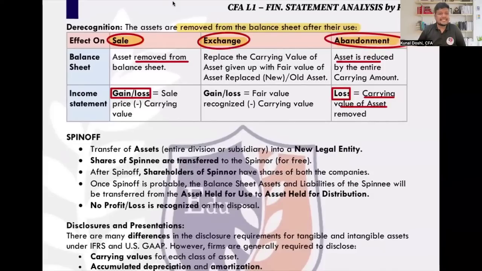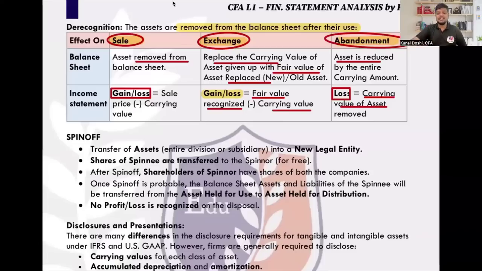Then you have an option of exchange. Exchange is where you replace the carrying value of the older asset that you've given up with the fair value of the new asset. This is the effect on the balance sheet. The difference between the fair value recognized and the carrying value is your gain or loss. So the difference between the asset that is going out, that is the carrying value, and the asset that is coming in, that is the fair value, is recognized as a gain or loss. Understood, everyone?